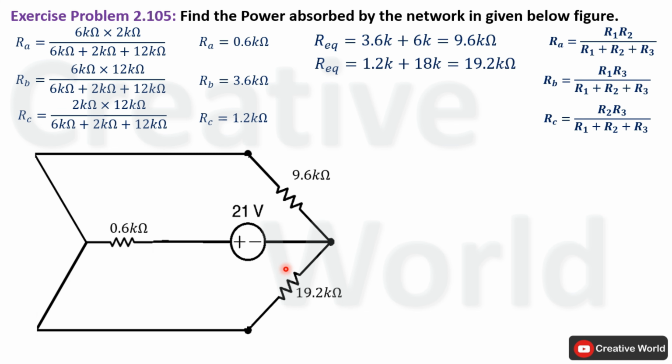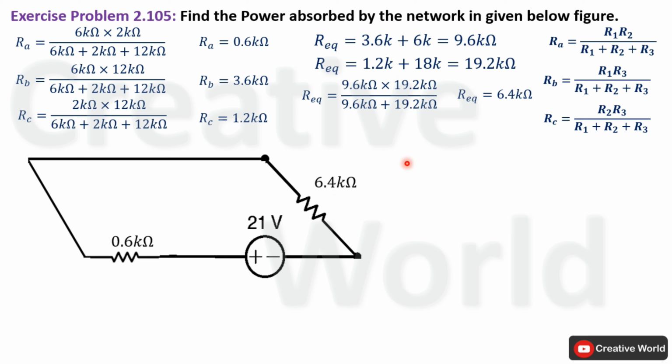Now these two resistances are in parallel connection. We can find their equivalent resistance by taking the product of both resistances divided by their sum. So their equivalent resistance will be equal to 6.4 kilo ohm. Modify the network by replacing these two resistances with a single resistance having the value of 6.4 kilo ohm. Now the circuit is simplified. These two resistances are in series connection. We can find their equivalent resistance, that will be equal to 7 kilo ohm. Now we have the total resistance of the complete network, that is 7 kilo ohm.